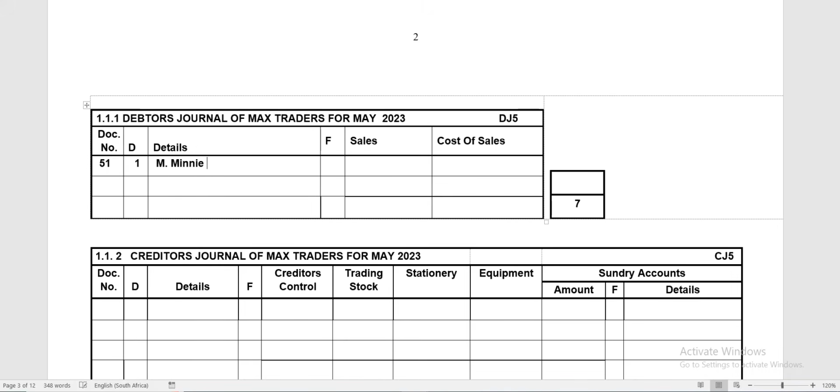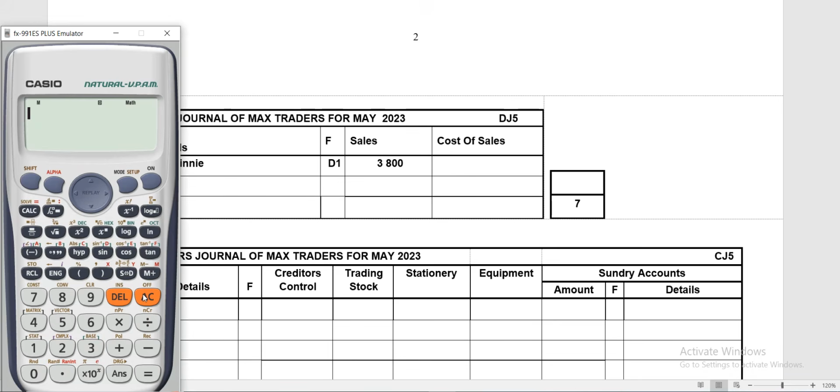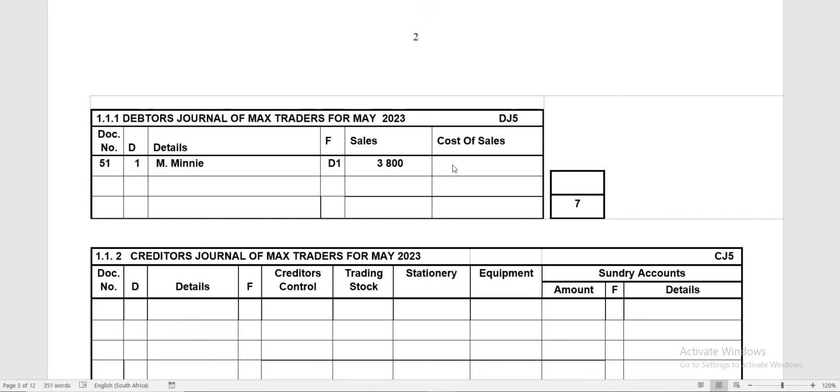And then we sold this to her. In the folio, we'll write debtor number 1 because she's the first debtor, and under sales, we'll write the sales price, which is 3,800. Then when we calculate our cost price, we remember that formula: 3,800 multiplied by 100 divided by 160, and our cost of sales will then be 2,375. So you write 2,375 here, and then you are done recording this.